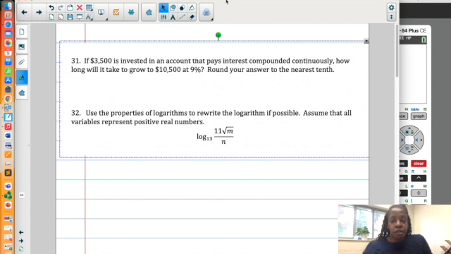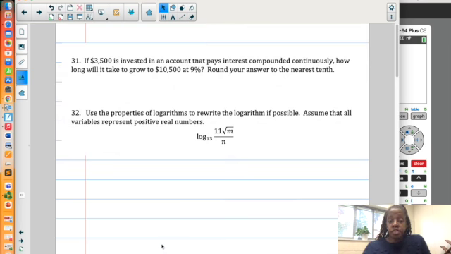Exam review. Question number 31 starts off with: if $3,500 is invested in an account that pays interest compounded continuously, how long will it take to grow to $10,500 at 9%? Round your answer to the nearest tenth.